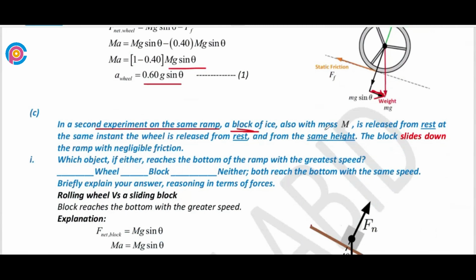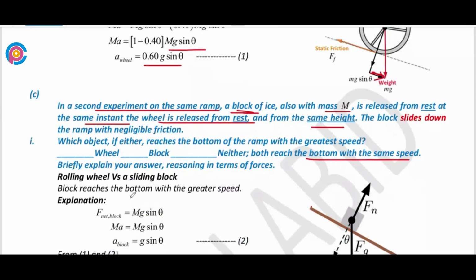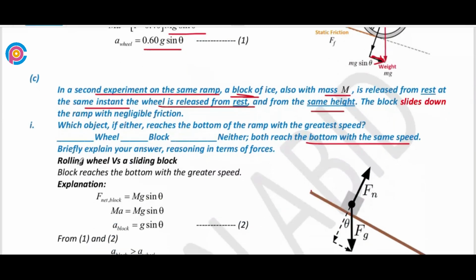In the next part, in a second experiment on the same ramp, a block of ice, now a block and not the wheel, with mass m, is released from rest at the same instant as the wheel is released from rest at the same height. The block slides down the ramp with negligible friction. The question is which object reaches the bottom of the ramp with greater speed: wheel, block, or neither. We have to compare the rolling wheel versus the sliding block. The block will reach the bottom with the greater speed. I have given the answer.